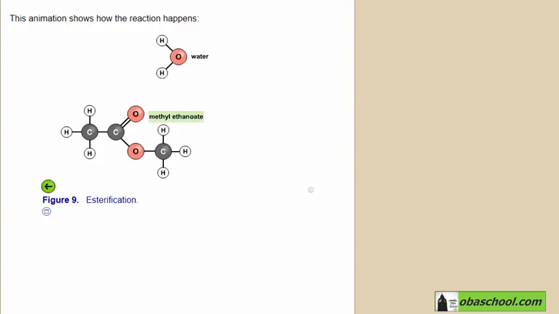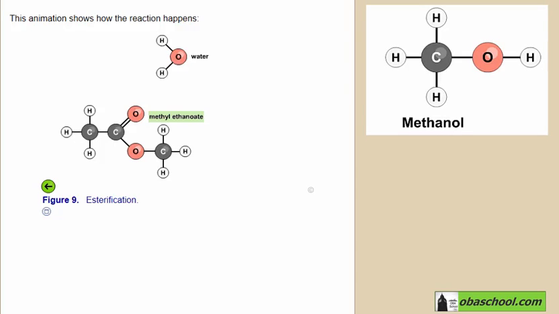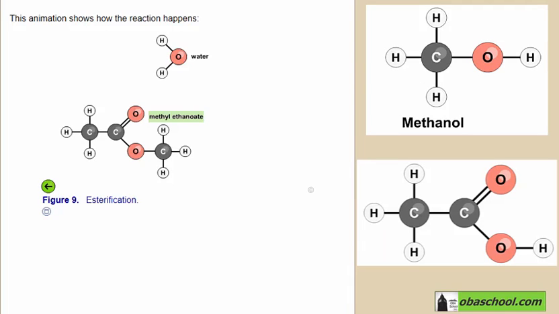This ester is called methyl ethanoate. So the first part ending in YL comes from the alcohol, which is methanol, so it's methyl, and the second part comes from the carboxylic acid, which is ethanoic acid, so the name will be ethanoate. So the name of this ester is methyl ethanoate.